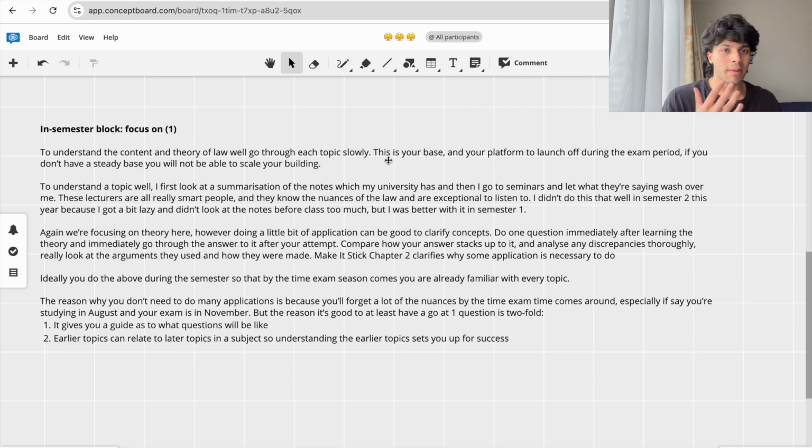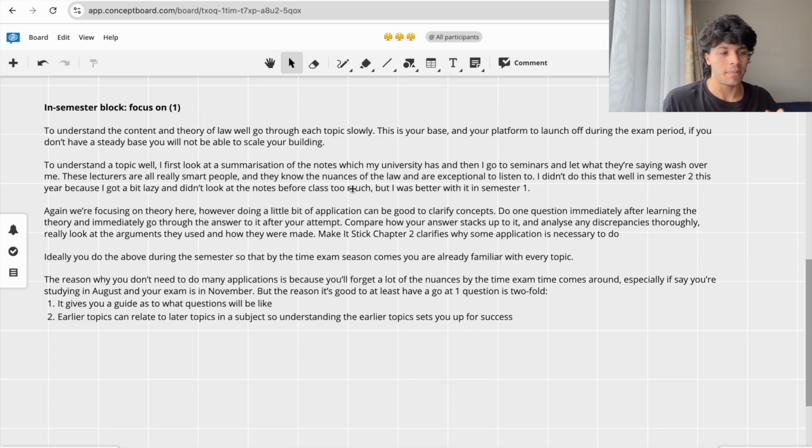And this is your base, this theory, and your platform to launch off during the exam period. So if you already don't have a steady base, when you actually get to that post-semester period, it's going to take a while for you to get into doing a heap of practice questions and getting a lot better at applying that theory if you don't even know the theory in the first place. Like if you don't have your building set, your foundation set, how are you going to be able to scale it up? You're just going to fall through the cracks. You need to have a set, steady foundation.